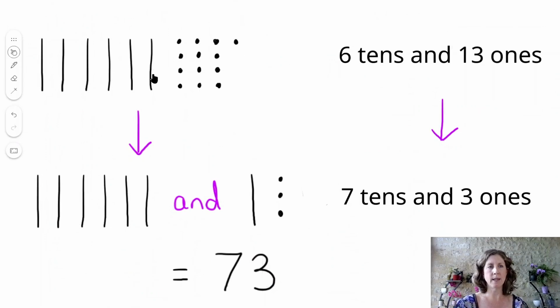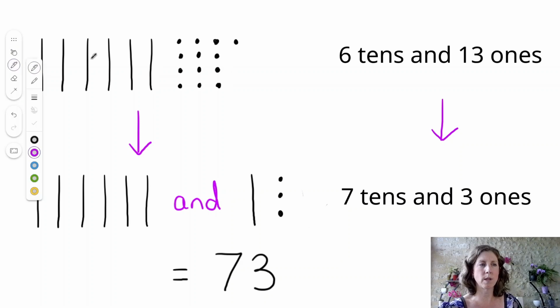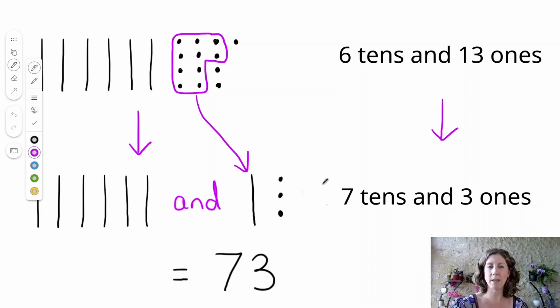So I had 6 tens and I had 13 ones. What I'm going to do now is turn 10 of those ones into a ten. Okay, like this. There we go. So that's 10 ones. And as you can see down here, I had 6 tens and now I've added a 7th ten by turning those 10 ones into a ten.